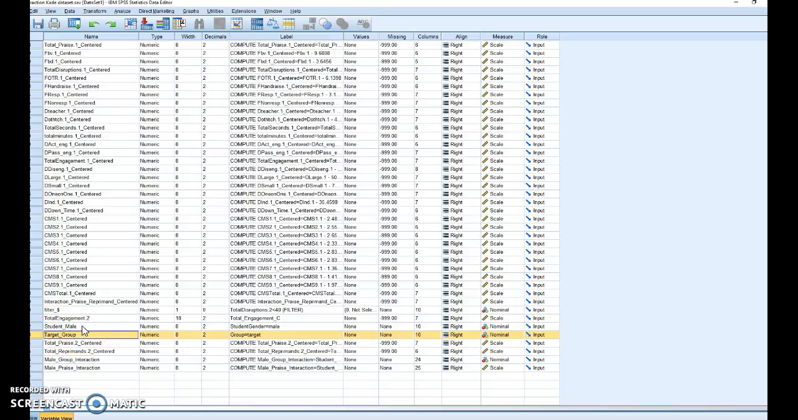And I want to know if the amount of engagement of males depends on whether they are in the targeted group. In order to do that, I made a male by group interaction by simply multiplying male by group together. So let's go ahead and run the regression.